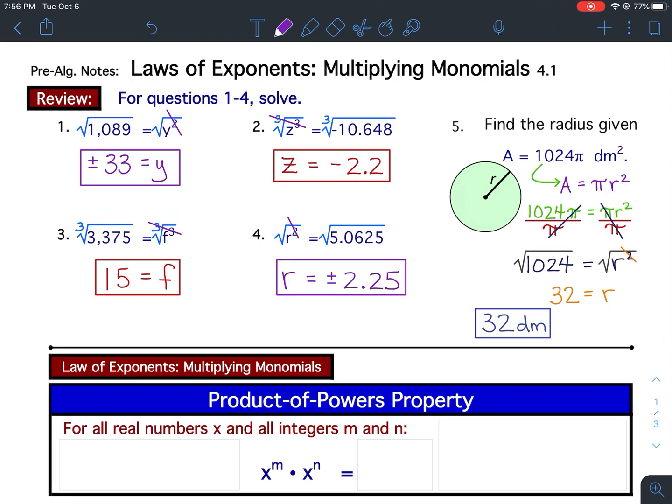And then the inverse of squaring a number is the square root. So I took the square root of both sides to get 32 equals r. And the final answer is 32 decimeters.